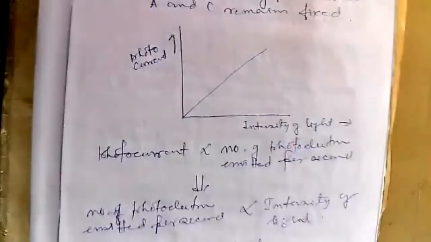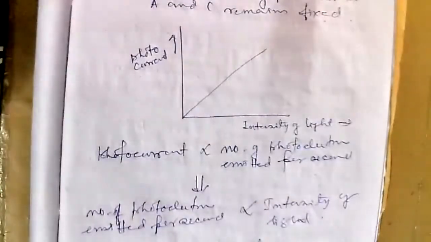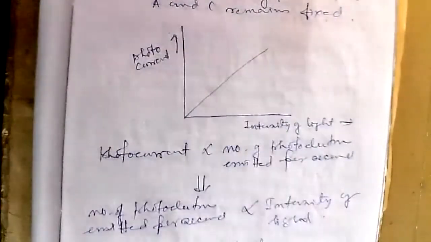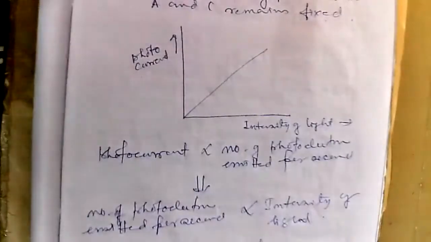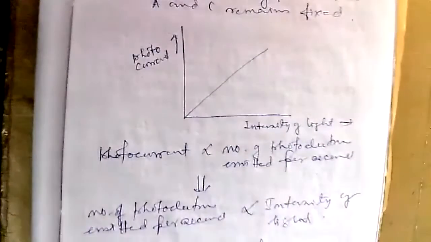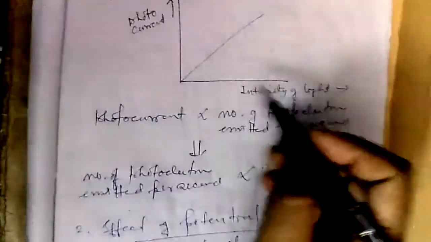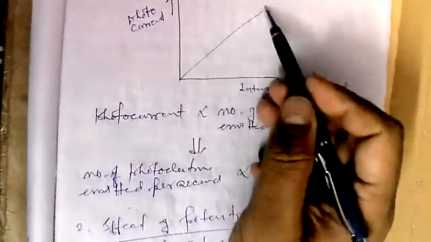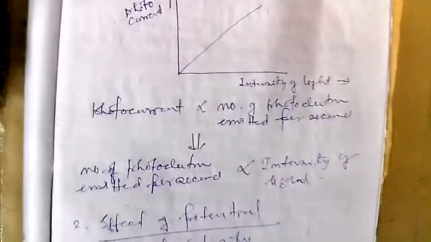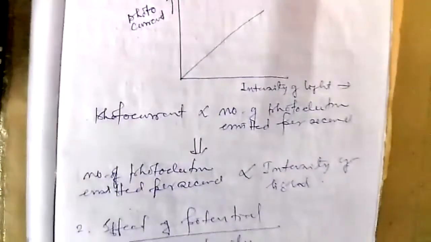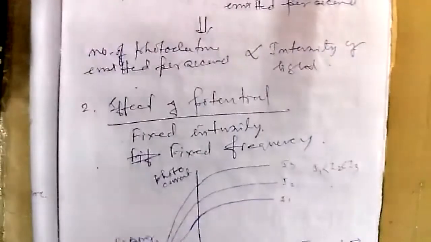Now we have studied the effect of different parameters. First, the effect of intensity of light. For radiation of fixed frequency and fixed accelerating potential difference, both remain constant. In this condition, if we plot the photocurrent as a function of intensity of light, then you will see that as the intensity of light increases, the photocurrent increases linearly.